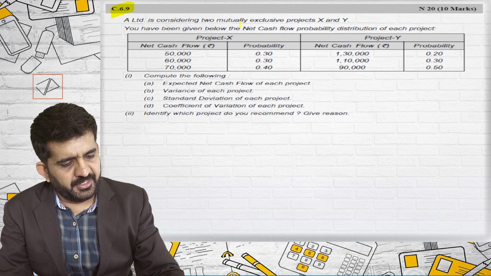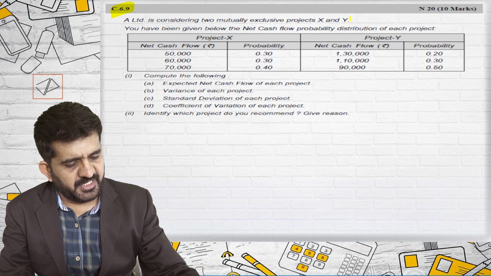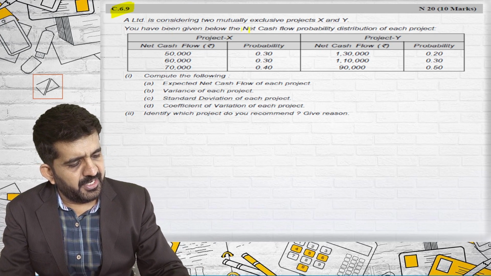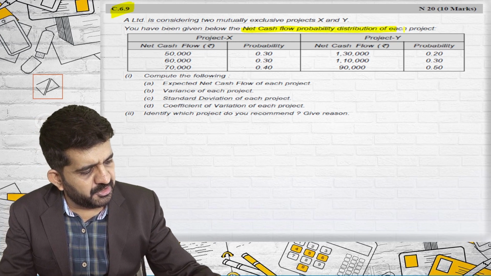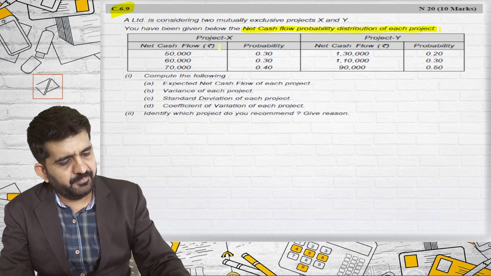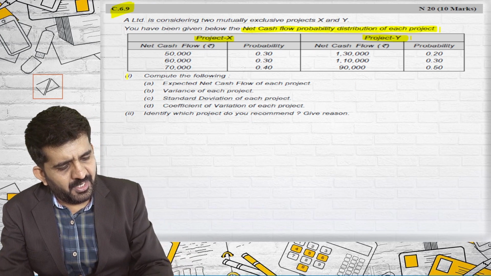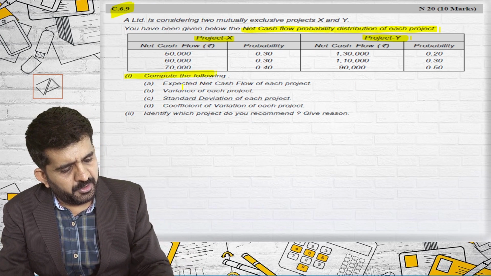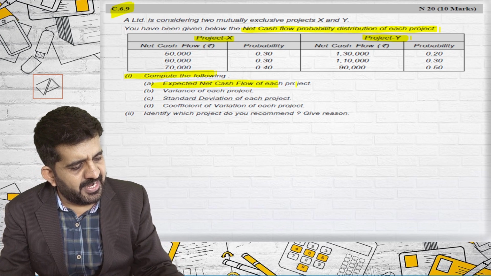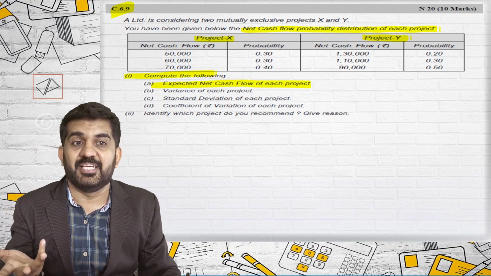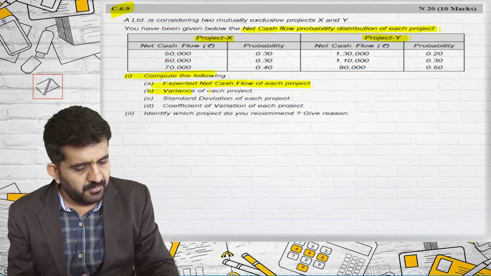Limited is considering two mutually exclusive projects X and Y. You have been given below the net cash flows probability distribution of each project, Project X, Project Y. You are required to compute the expected net cash flow of each project. Expected value and average are one and the same.